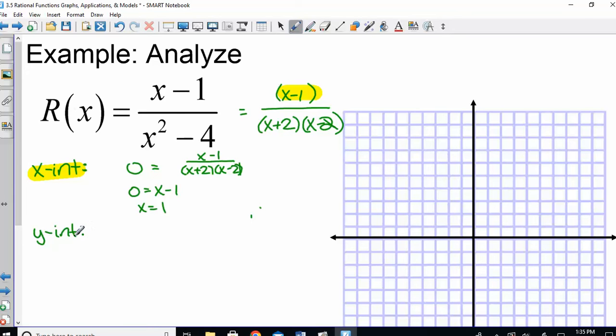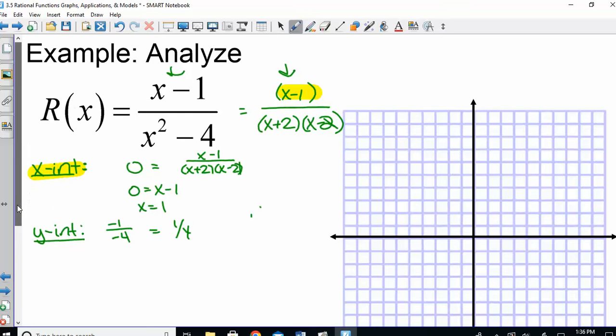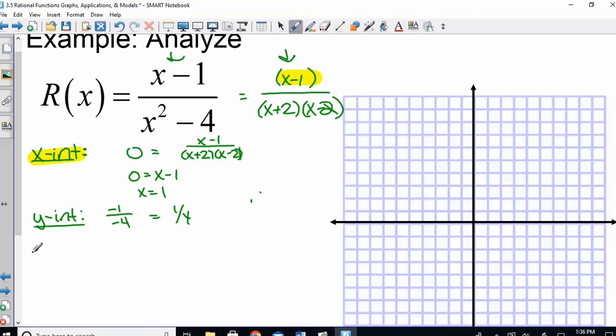Y-intercept, what's true about x? X is 0. Does it matter if you put it into the original or the factored? No, it's going to equal the same thing. So it'd probably be easiest if we just did it right here. 0 minus 1 is negative 1. 0 squared minus 4 is negative 4. So we get a positive 1/4 for the y-intercept. Okay, asymptotes. Vertical asymptote we were working on for the first time yesterday. Where did that come from? The bottom. What makes the bottom 0?